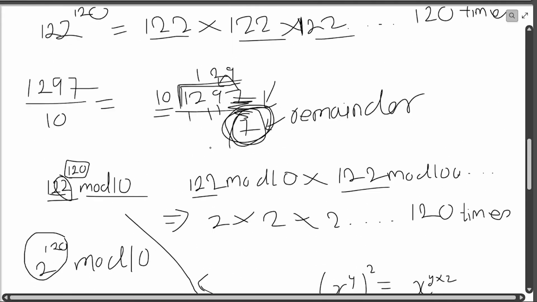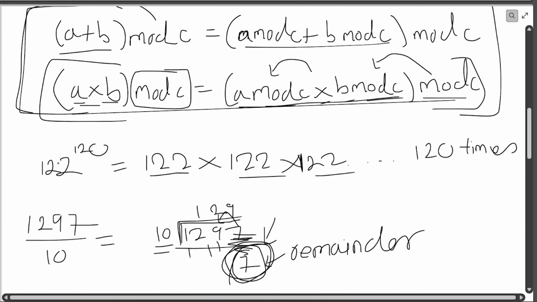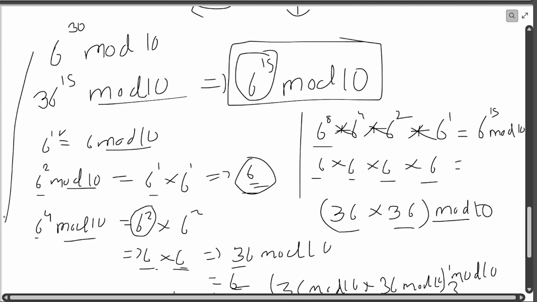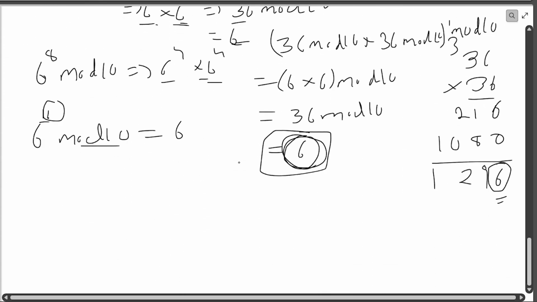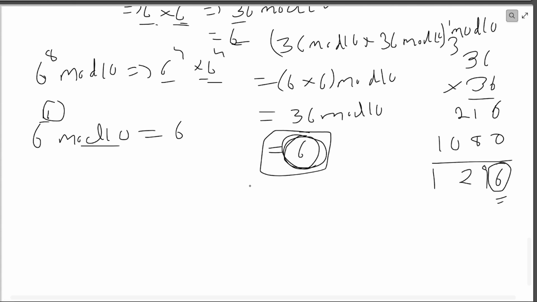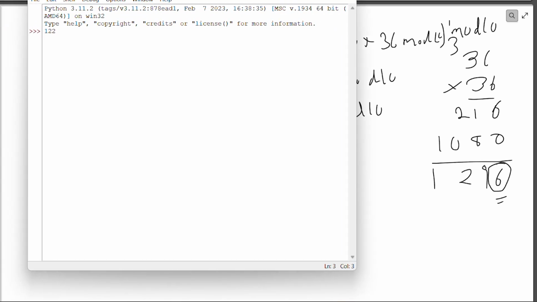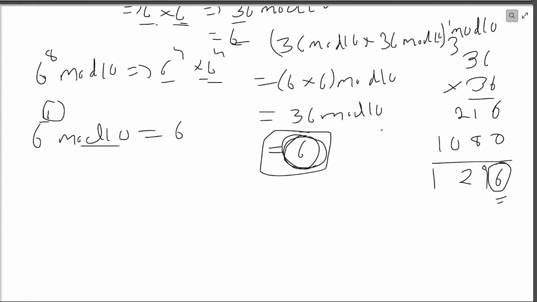Since we were explaining this, it took a lot of time, but as you know, when you know these properties, you can just quickly take the last digits, do these calculations, find a cycle, and quickly find the answer to be 6. And just to verify this, let's use some programming. Let's open Python and actually check what 122 raised to 120 is. So this is the actual number, and as you can see, 6 is the last digit.